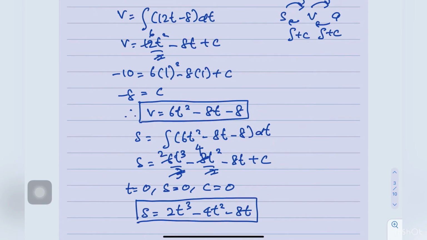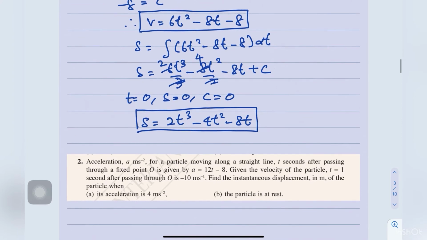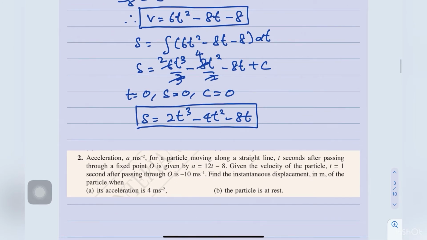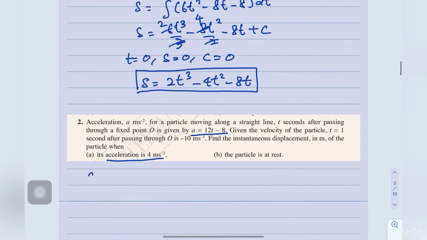Then to answer the question, find the instantaneous displacement when acceleration is 4. Okay, acceleration is 4. So to answer question A, acceleration is 4. Then 12t minus 8 equals 4, so 12t equals 12, and t equals 1.